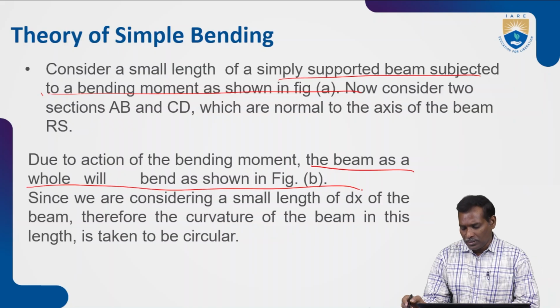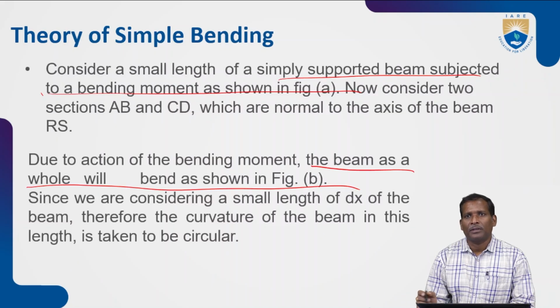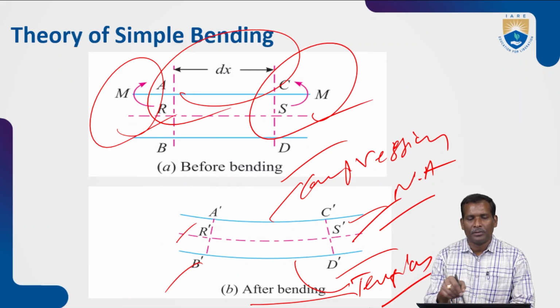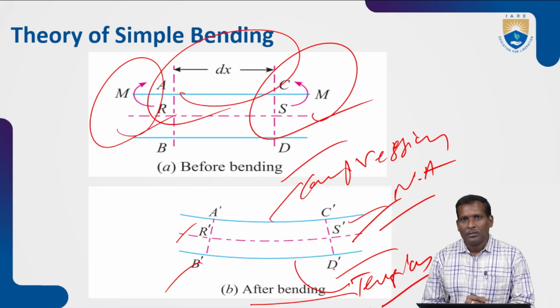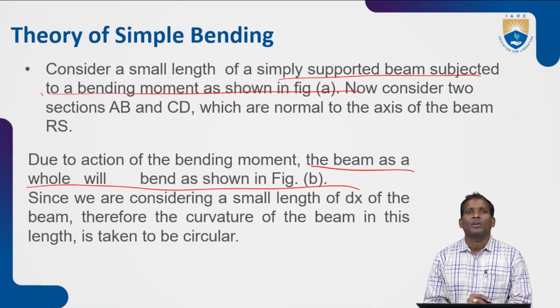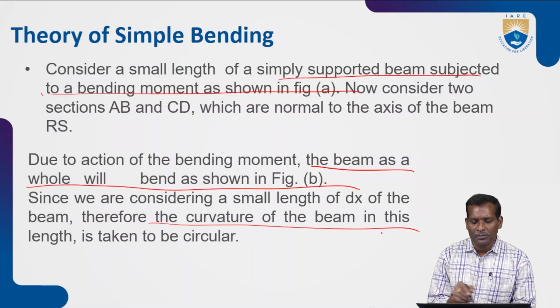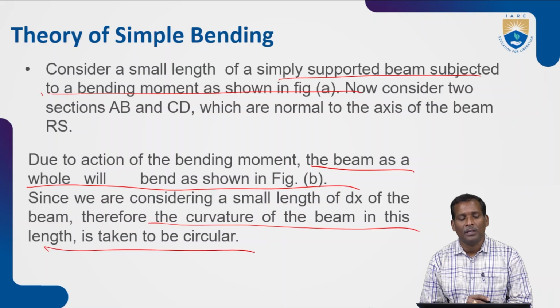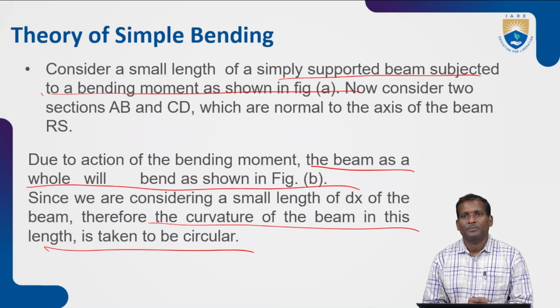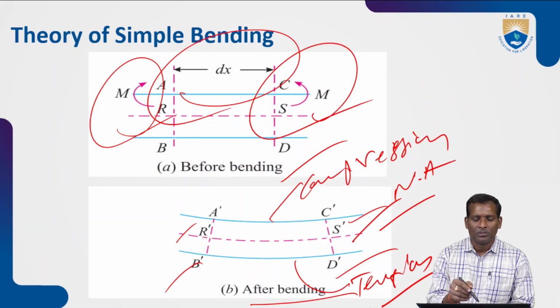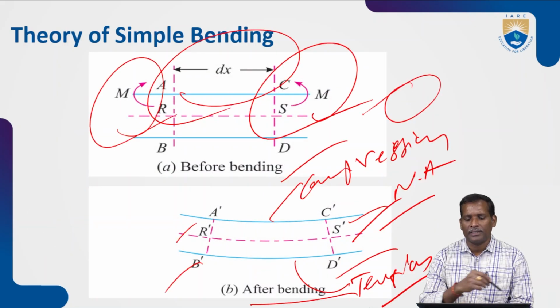After bending, you can see the beam shown here: A dash B dash and C dash D dash, and the neutral layer R dash S dash. Since we are considering a small length dx of the beam, the curvature of the beam in this length is taken to be circular. Only a small portion has been taken, so the curvature can be taken as a circle.